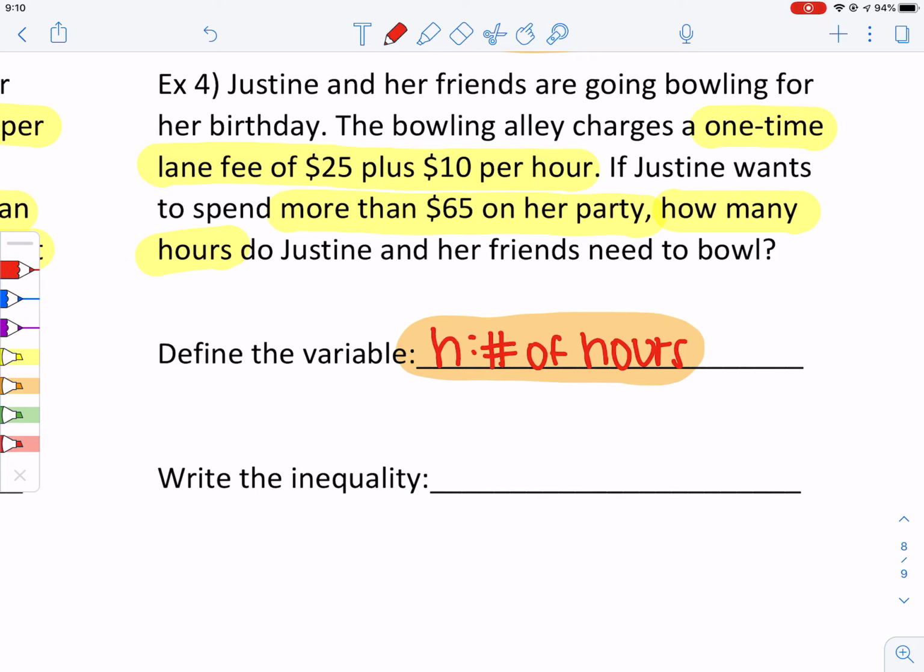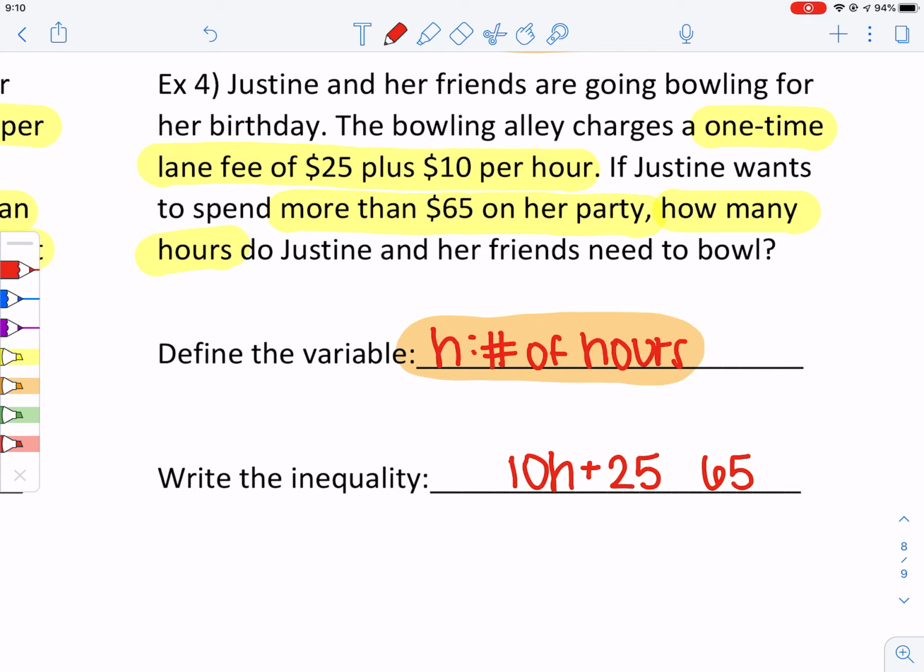All right, so if you know she wants to spend more than $65, let's put our 65 at the end because that's our final price that she wants to end up spending. She wants to spend more than that, but that's our final price. As always, try to figure out what number is going to go next to H. H is hours. It's either 25 per hour or 10 per hour. Notice it says 10 per hour, so I'm going to put 10H. And then you also have to pay this extra lane fee of $25, so plus 25, okay?